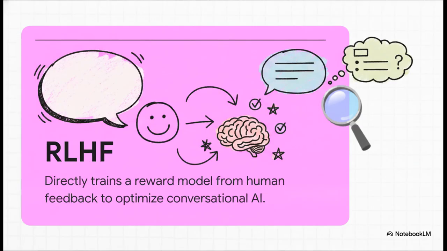But if we're being honest, the absolute secret sauce that makes systems like ChatGPT feel so incredibly human is RLHF, reinforcement learning from human feedback. Instead of just predicting the next word, it trains a reward model directly from our feedback. Humans rank the quality of different outputs, and the AI optimizes its behavior to align with human preferences. This is exactly how it ensures its answers hit the perfect length, style, and appropriateness.